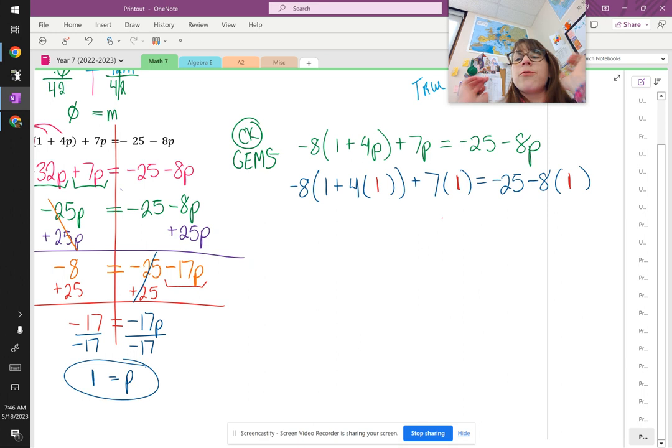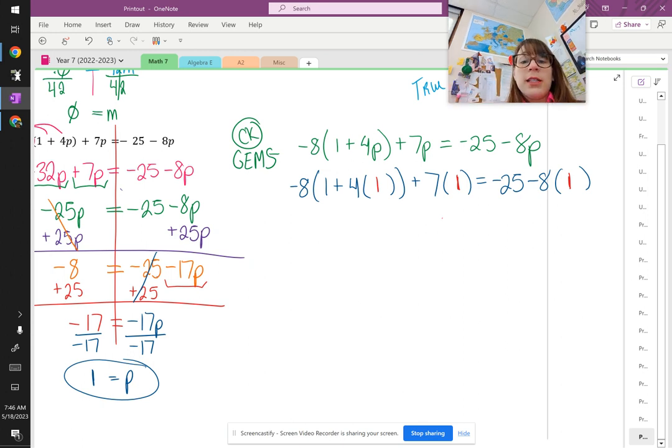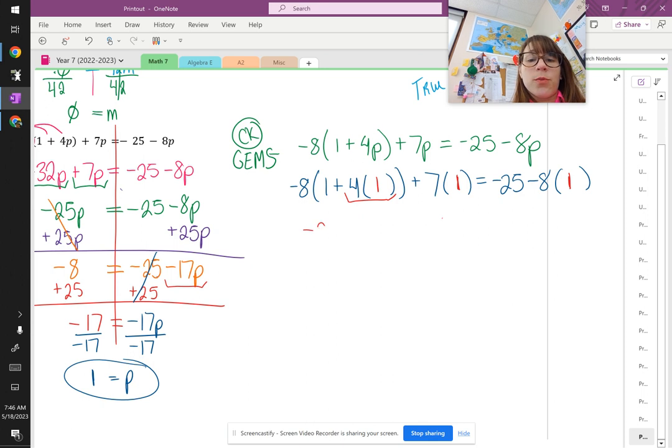And now notice every single place there is a p. There's 3 p's in this original equation, so there's 3 places where I need to substitute that 1 in. Now, GEMS, groupings, inside the groupings first. We're working from the inside out. Inside of these parentheses, I need to start with the multiplication and do that 4 times 1. 1 plus 4 times 1 is 4, plus here I can do this multiplication as well. 7 times 1 is 7. Cannot do this subtraction yet until I've done this multiplication.